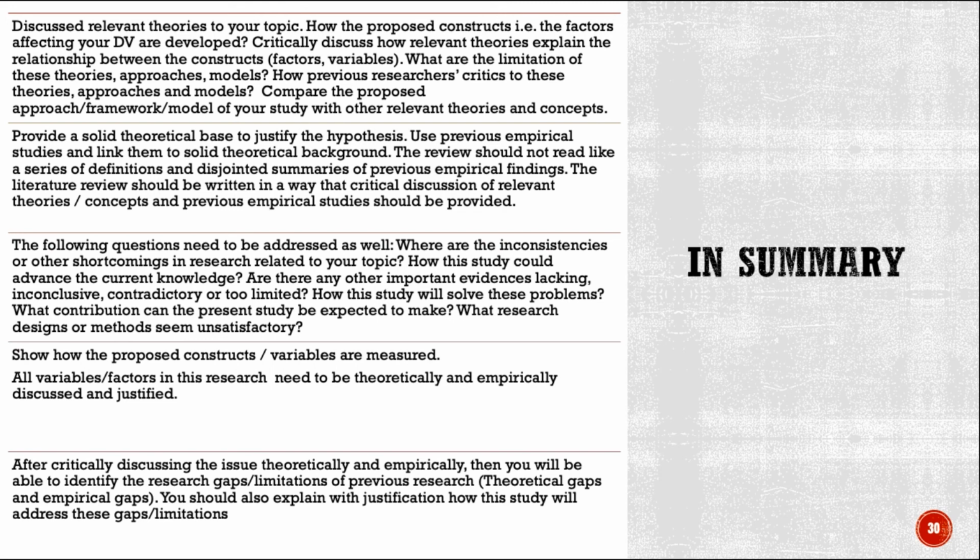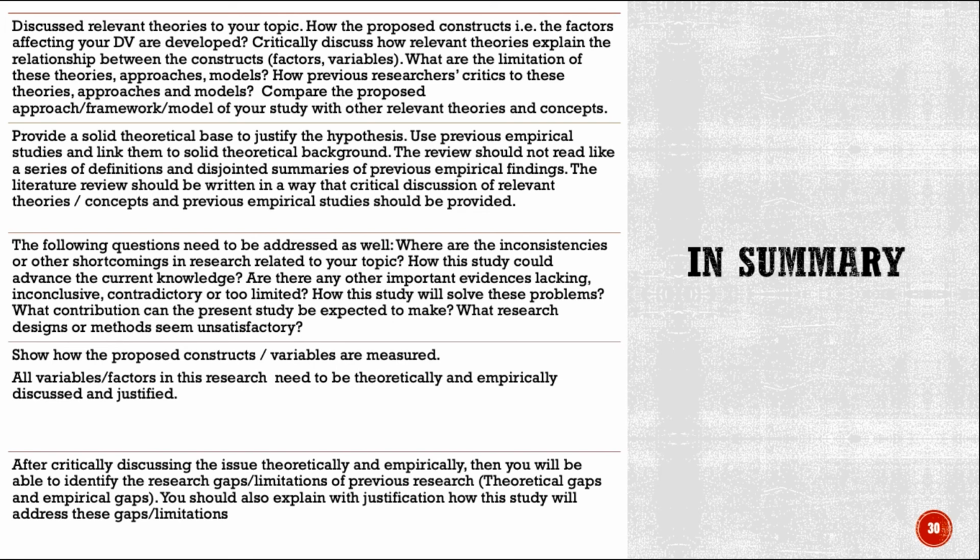The review should not read like a series of definitions and disjointed summaries of previous empirical studies. As I will say, the literature review should be written in a way that a critical discussion of relevant theories, concepts, and previous empirical studies is provided. I say critical discussion. Then, when reviewing the literature, you should consider the following questions, and you should address them all. For example, where are the inconsistencies or other shortcomings in research related to your topic? We have already explained that. How could this study advance the current knowledge?